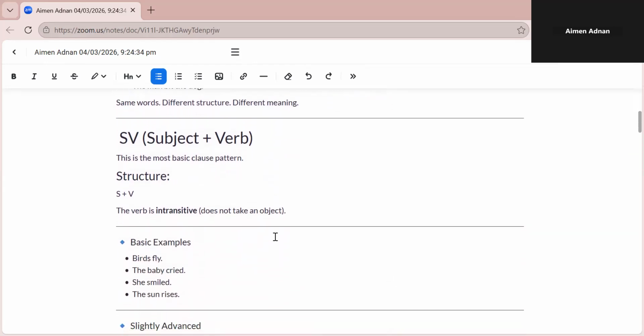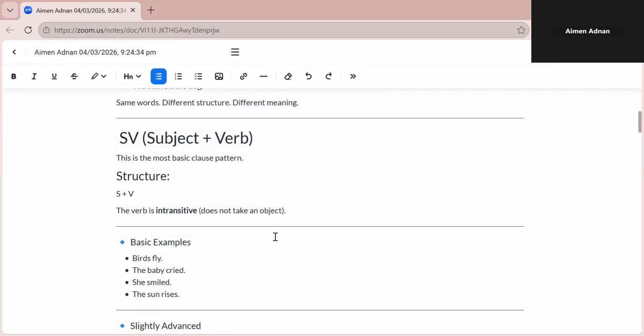So without wasting time, let's talk about the first type of sentence structure, which is the SV structure. S means subject and V means verb. As you can see, this sentence structure does not have an object in it. And this is the most basic clause pattern. So what is a clause pattern? A clause pattern has a verb and a subject in it, but that does not mean that it necessarily needs an object. So the structure remains S and V, where the verb is an intransitive verb.